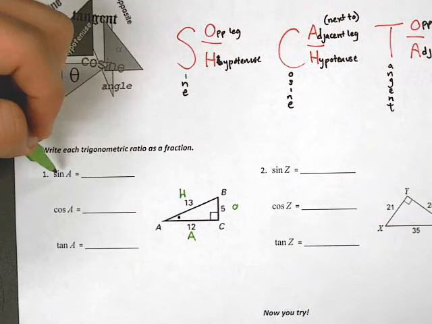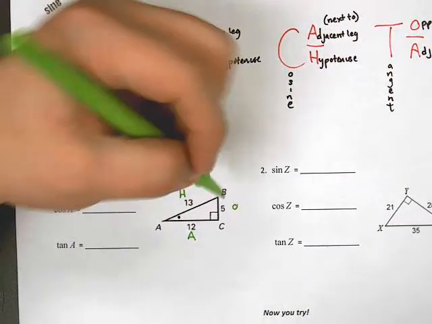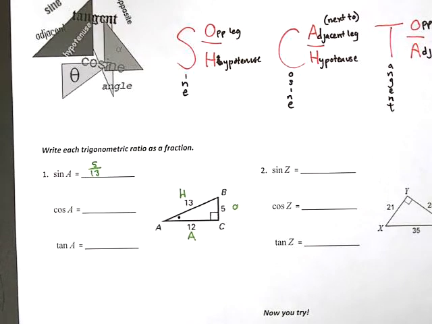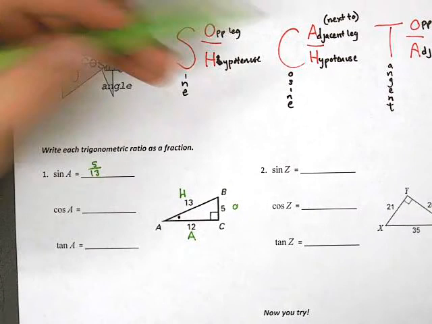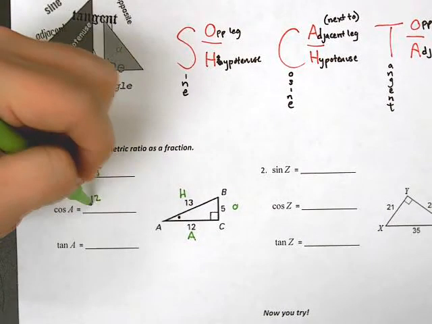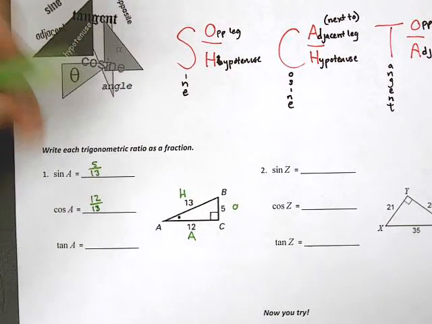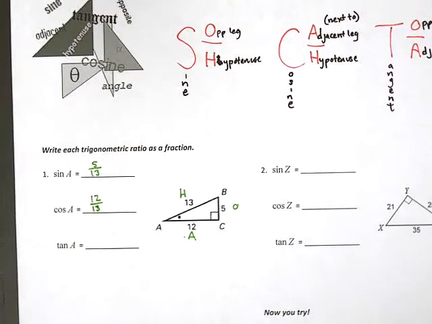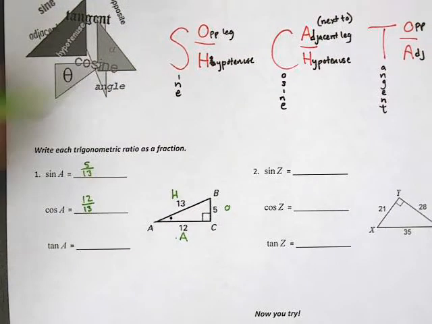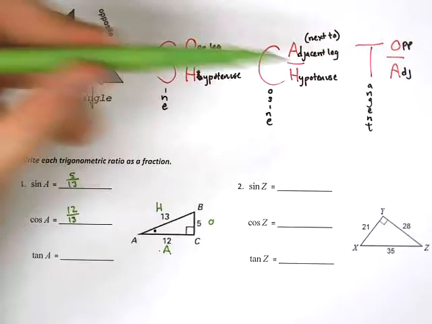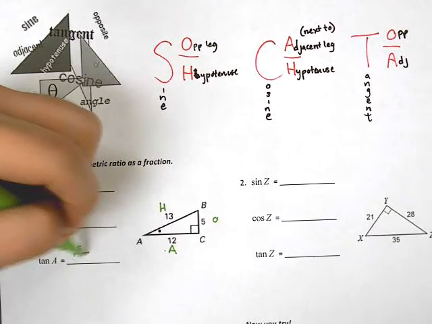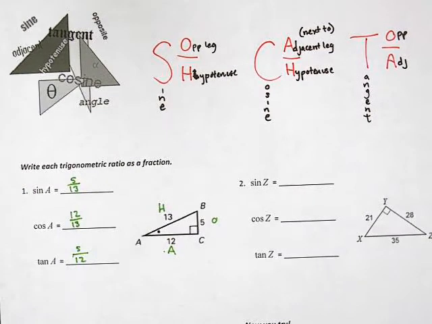Sine is O over H, opposite over hypotenuse. So O over H, 5 over 13. Cosine is A over H, right? A over H. So 12 over 13. I just find my A, I find my H, I put them in fraction form. Tangent. We set up above, opposite over adjacent. So I look, my opposite leg is 5, my adjacent leg is 12, and I'm good to go.